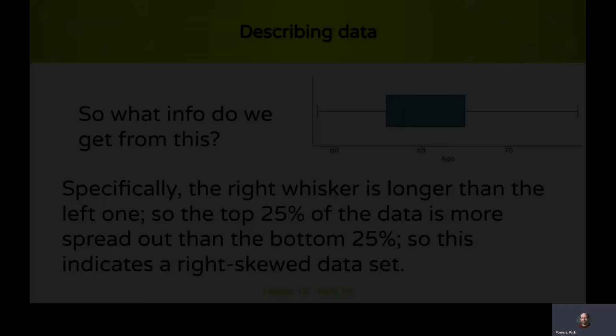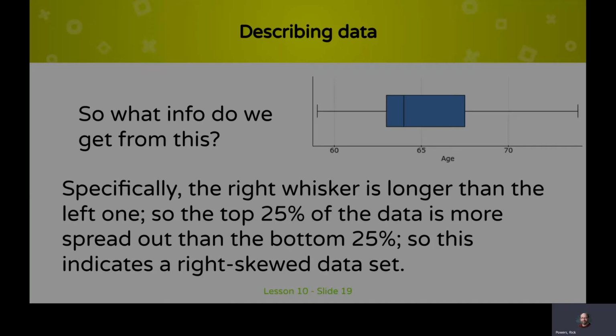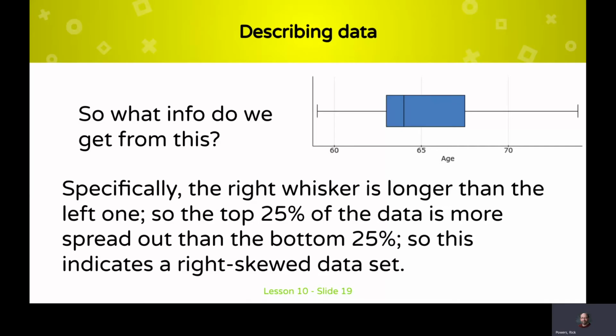So what information do we get from this? Specifically, the right whisker is longer than the left one. So the top 25% of the data is more spread out than the bottom 25%. So this indicates a right-skewed data set.